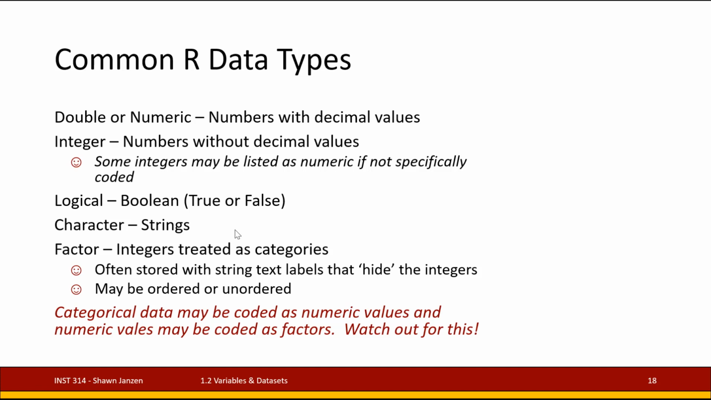And oftentimes we see factors with a text label that has string characters that mask the integers. So you might have the values 1, 2, and 3 as a factor, and it might have the labels on it, small, medium, and large. So when you run it in R, you're going to see small, medium, and large, but underneath those labels are the numbers 1, 2, and 3. Factors can be ordered or unordered, depending on how it's been set up in the code. Just keep in mind and be careful that sometimes when you run something in R, you might be looking at a series of numbers, but those numbers might actually be a factor.